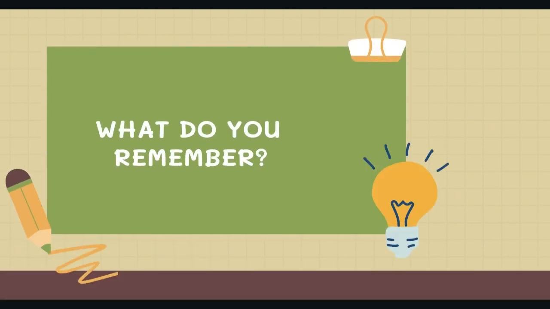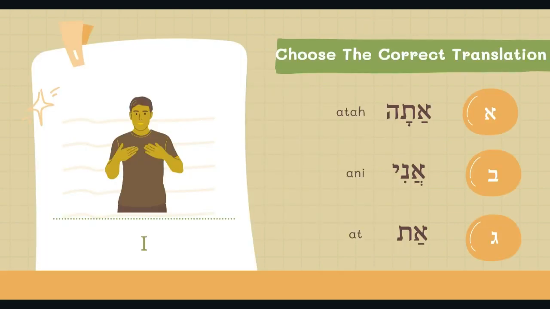So let's see what you remember. We are going to play a little game. Choose the correct translation for the word I. Our first option is aleph, ata, or bet, ani, or option gimel, at. If you chose bet, ani, you were correct. Very good. Tov meod. Very good.